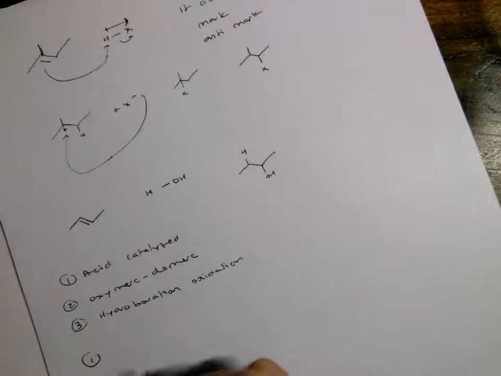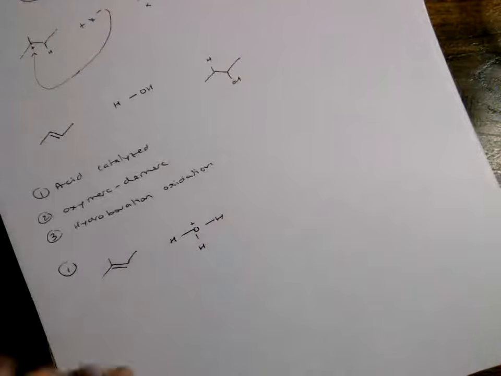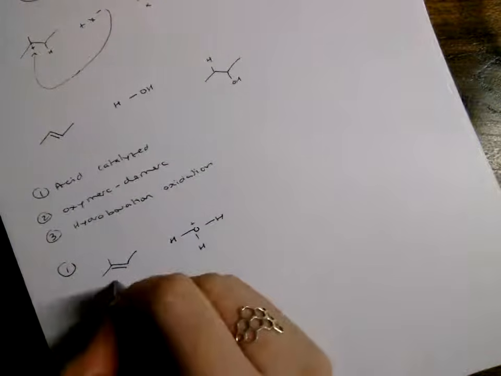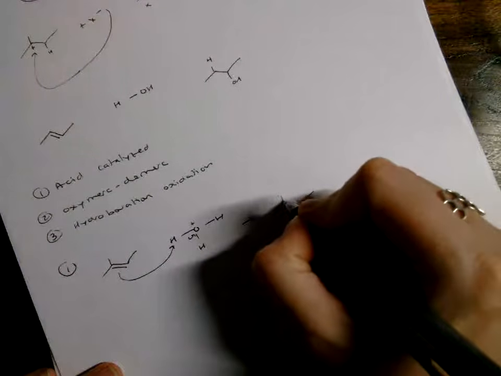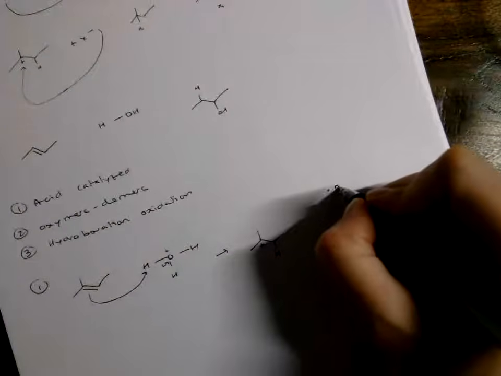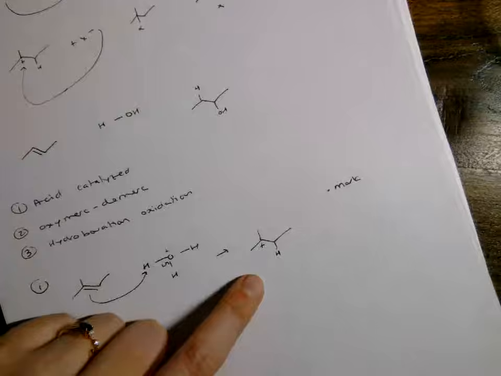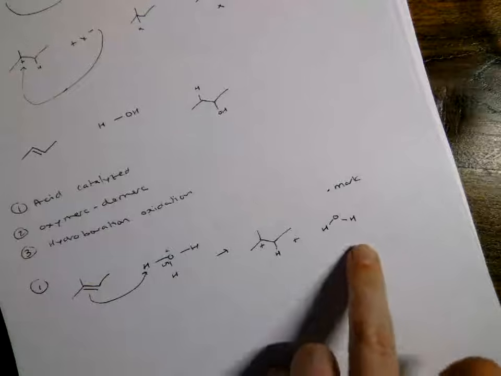So for acid catalyzed, usually you'll have a double bond like this. If it's asymmetrical, that's when you get the Markovnikov versus anti-Markovnikov. And then some kind of acid and water, so you get a hydronium ion. The area of electron density will attack, and you'll end up with a carbocation here. It follows Markovnikov regiochemistry. So you'll have a carbocation and a water.